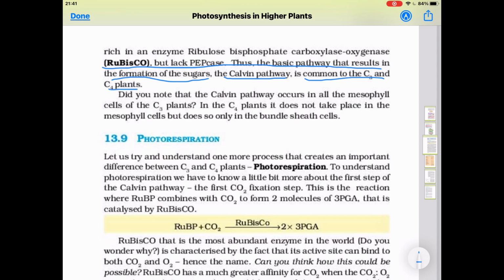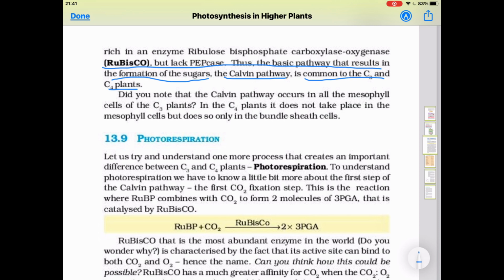Did you note that the Kelvin pathway occurs in all the mesophyll cells of the C3 plants? In the C4 plants, it does not take place in the mesophyll cells, but does so only in the bundle sheath cells. In the C4 plant, the Kelvin cycle occurs only in the bundle sheath.